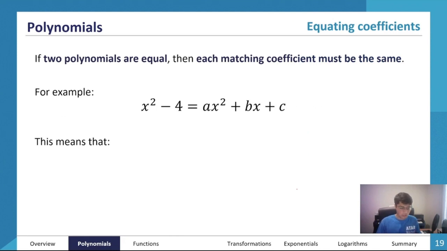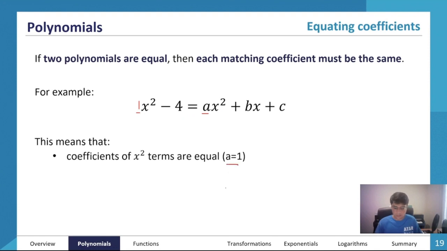Okay, so one other thing we need to take note of is equating coefficients. So if two polynomials are equal, then each matching coefficient must be the same. And we've got an example there. X squared minus 4 equals ax squared plus bx plus c. If this statement is true, then that means that, first of all, the coefficients of the x squared terms are equal. So that means that the 1 out front here of this x squared term is equal to the a out front of the x squared term on the other side. That means a is equal to 1.